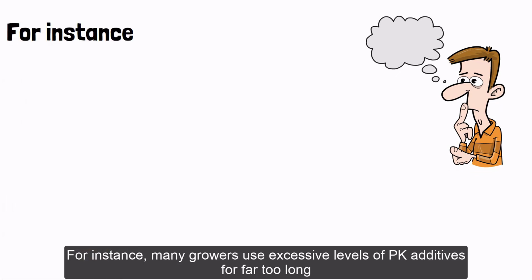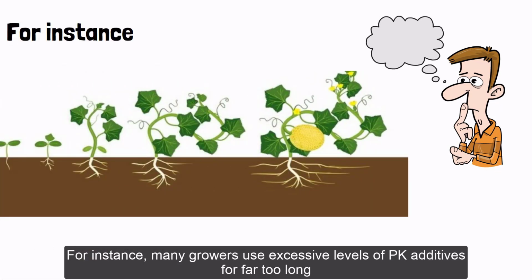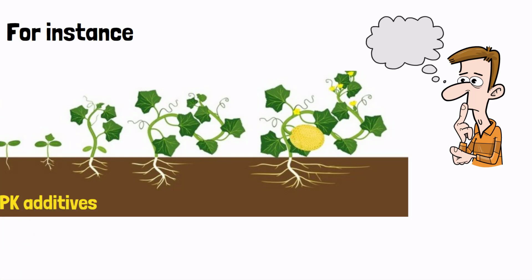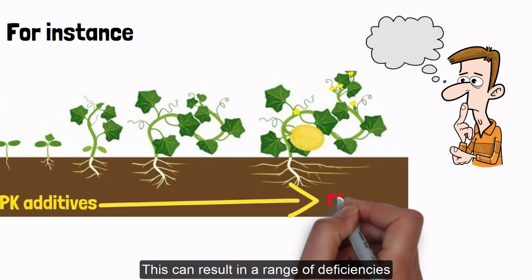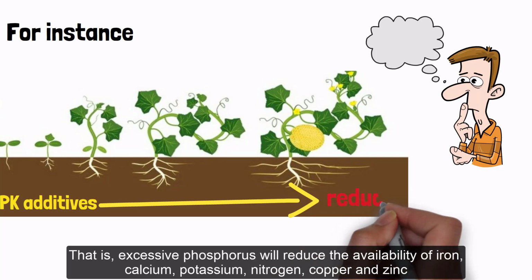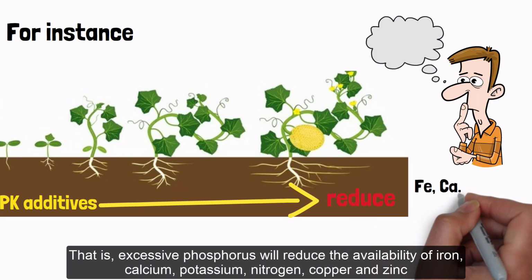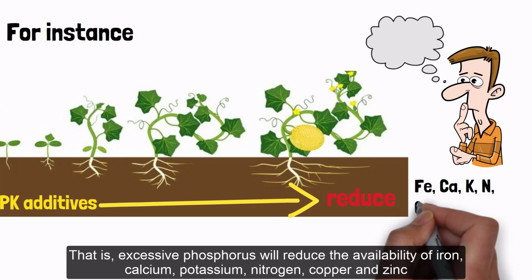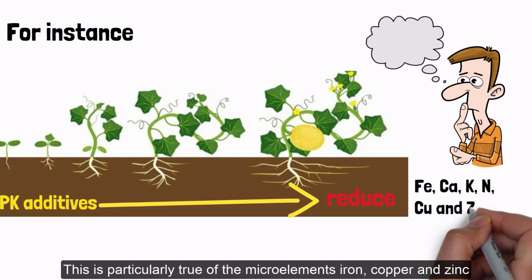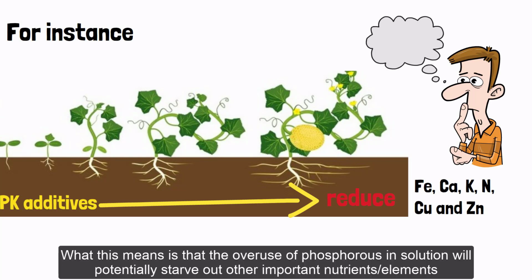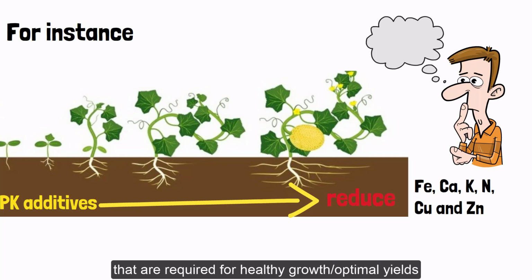For instance, many growers use excessive levels of pK additives for far too long. This can result in a range of deficiencies. That is, excessive phosphorus will reduce the availability of iron, calcium, potassium, nitrogen, copper and zinc. This is particularly true of the microelements iron, copper and zinc. What this means is that the overuse of phosphorus in solution will potentially starve out other important nutrients/elements that are required for healthy growth/optimal yields.